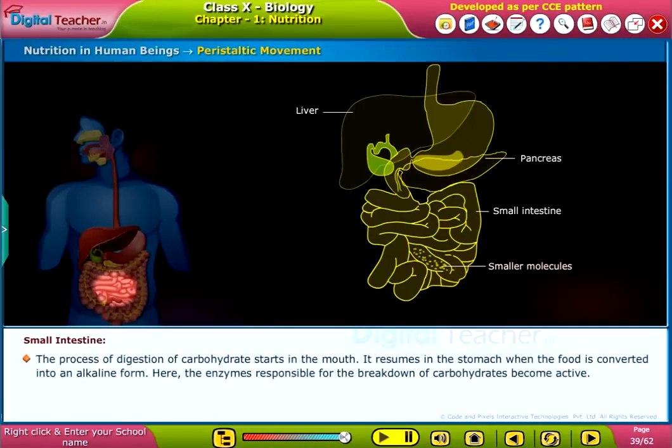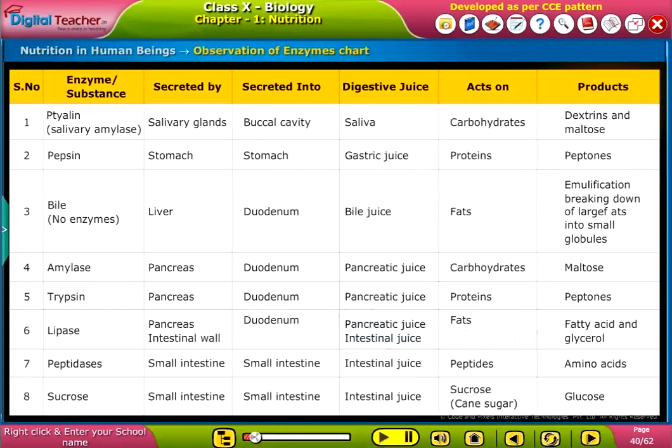The process of digestion of carbohydrate starts in the mouth. It resumes in the stomach when the food is converted into an alkaline form. Here, the enzymes responsible for the breakdown of carbohydrates become active. The table on the screen gives information about different enzymes, digestive juices, and its functions.